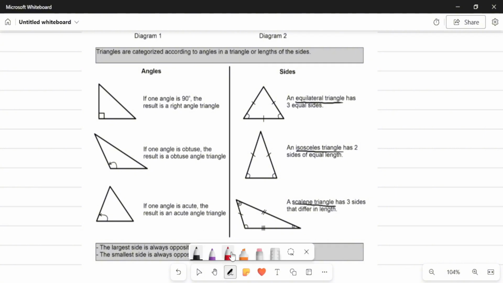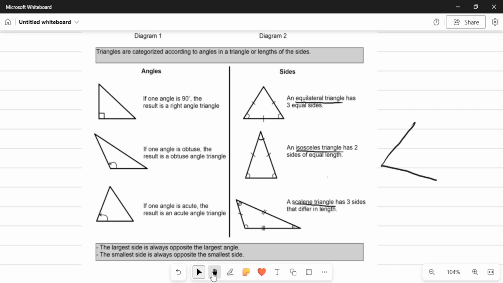And what's important to remember, because remember we said whenever two lines meet at a common point, what happens? They form an angle. So what we can conclude is that the largest side is always opposite the largest angle. So if you look at this triangle here, this is the obtuse angle, so this has to be the largest side. And the smaller side is always opposite the smallest angle. So if you look at this diagram here, this angle is the smallest angle, so this side here has to be the smallest side. Very important to keep this idea at the back of your mind. It will link eventually. So that's the ideas of lines, angles, and triangles.